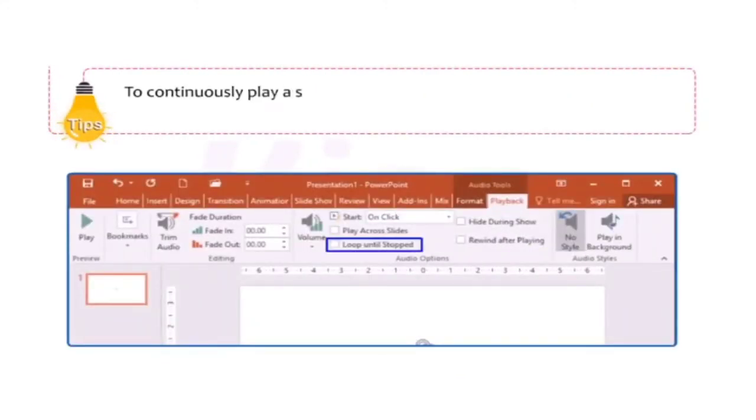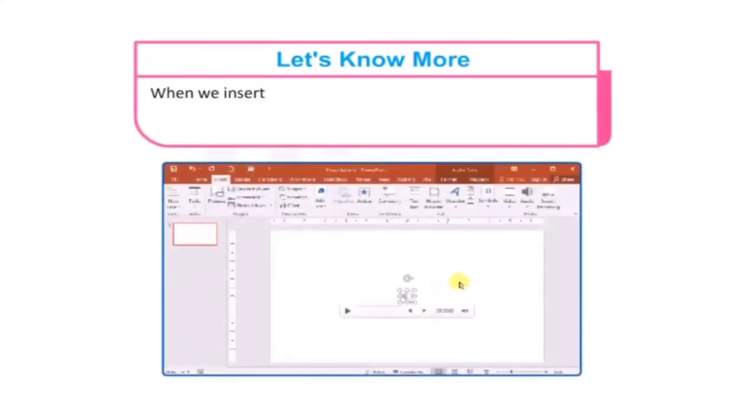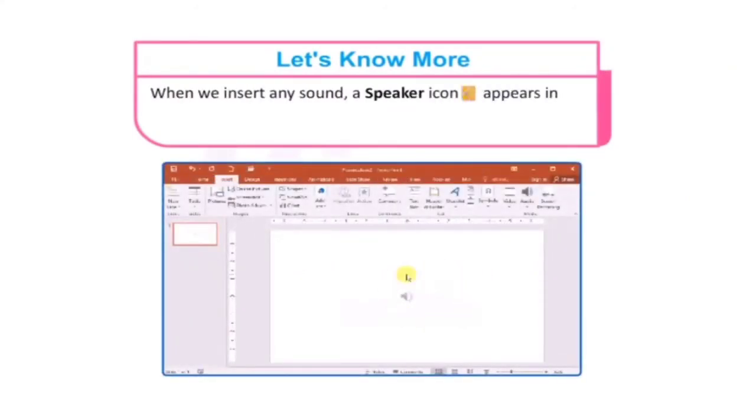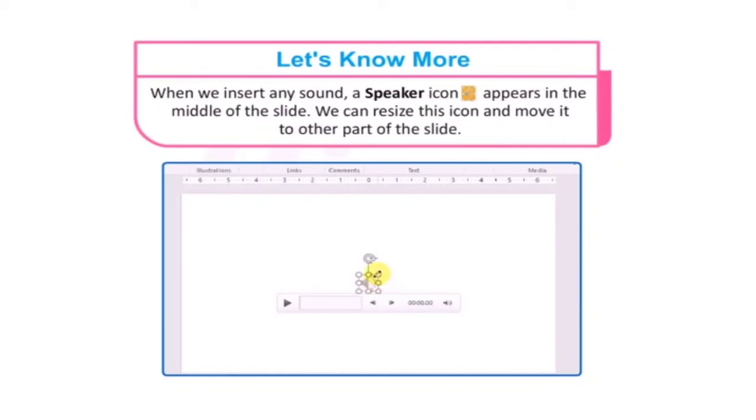Now let me share one more tip with you. To continuously play a sound clip, select the Loop Until Stop checkbox in the Audio Options group on the Playback tab. Students, note the fact that when we insert any sound, a speaker icon appears in the middle of the slide. We can resize this icon and move it to the other part of the slide.